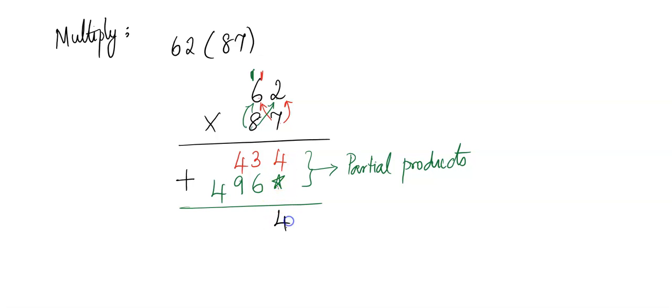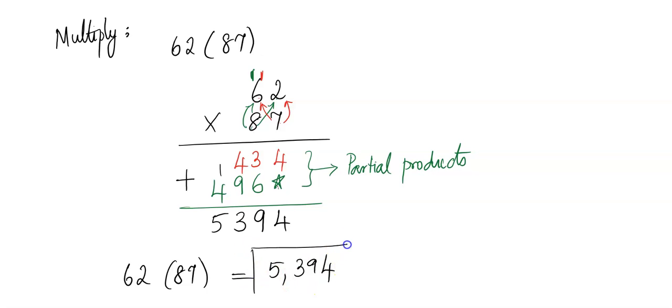So 4. 6 plus 3, 7, 8, 9. 9 plus 4, 10, 11, 12, 13. 4 plus 1, 5. 5, 3, 9, 4. So you see how we have the partial products in the end added together. So 62 times 87 is equal to 5,394. And that is the answer.